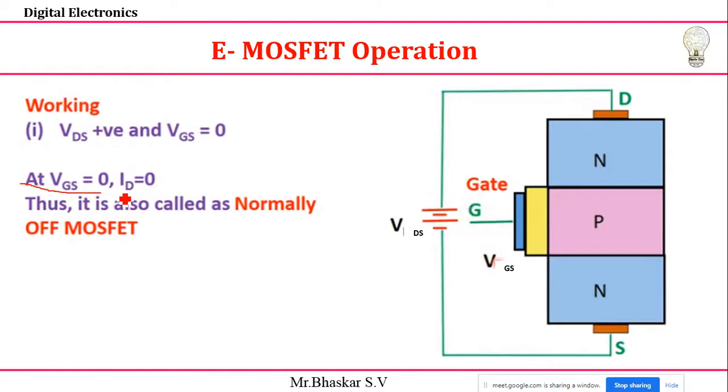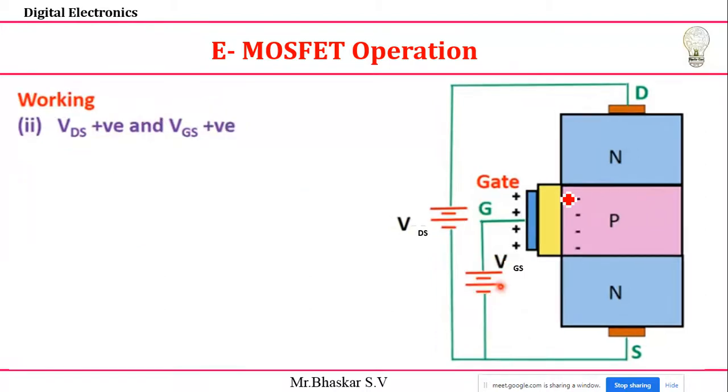If there is no current, the ID value is equal to 0, thus it is also called a normally off MOSFET. If I consider the VDS value positive, but the VGS value equal to 0, the MOSFET is in the off condition. It is not conducting. Second condition: VDS is positive, greater than 0, and VGS is also greater than 0. So I'm going to apply some voltage here.